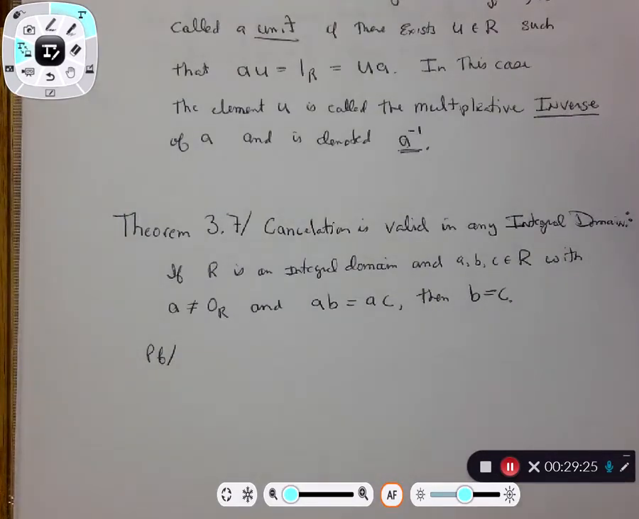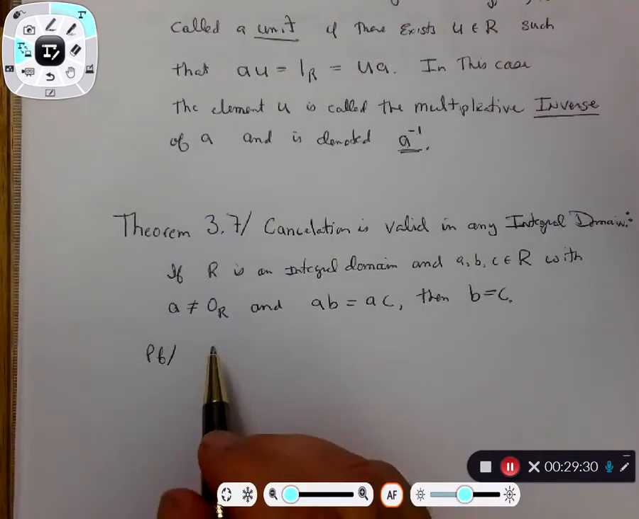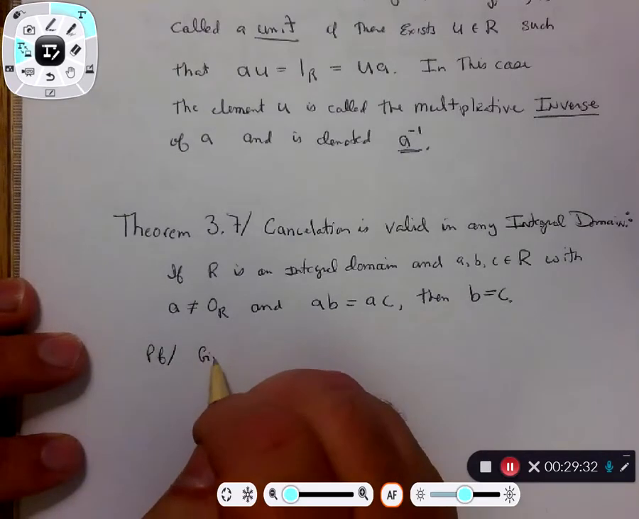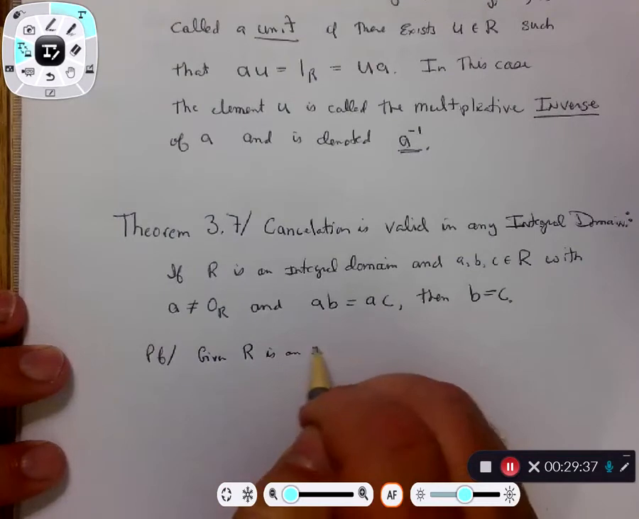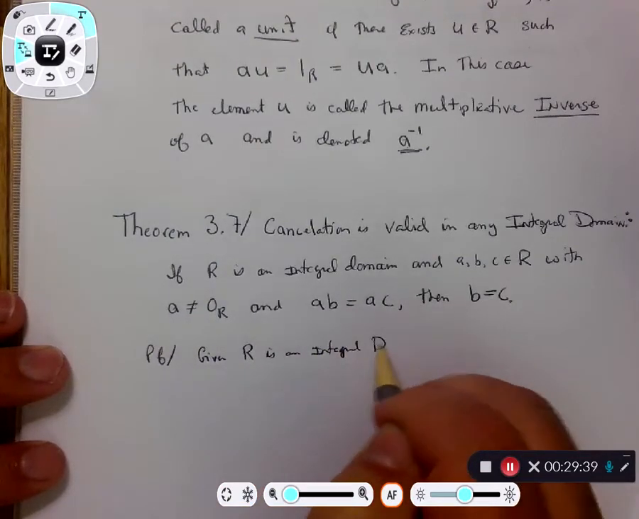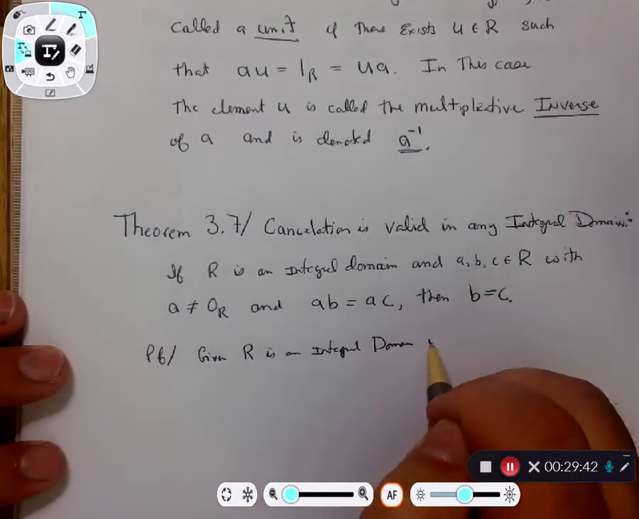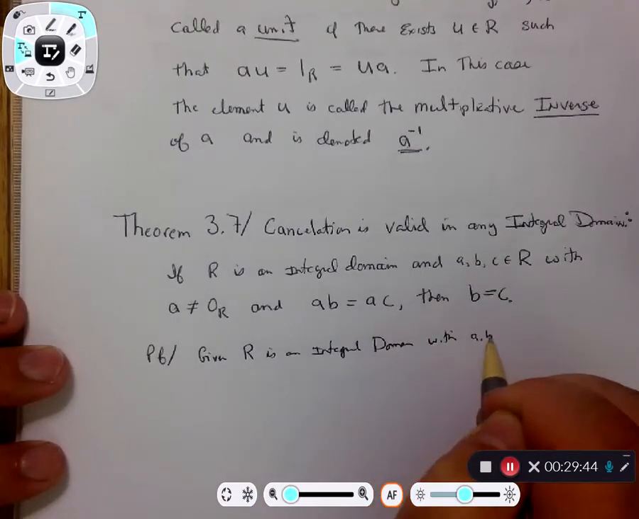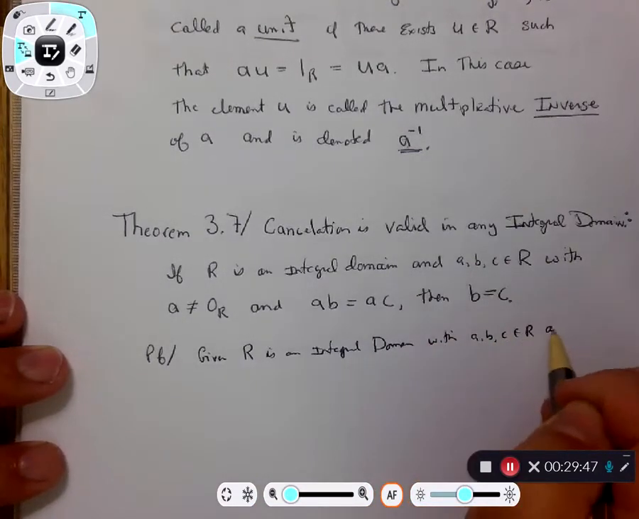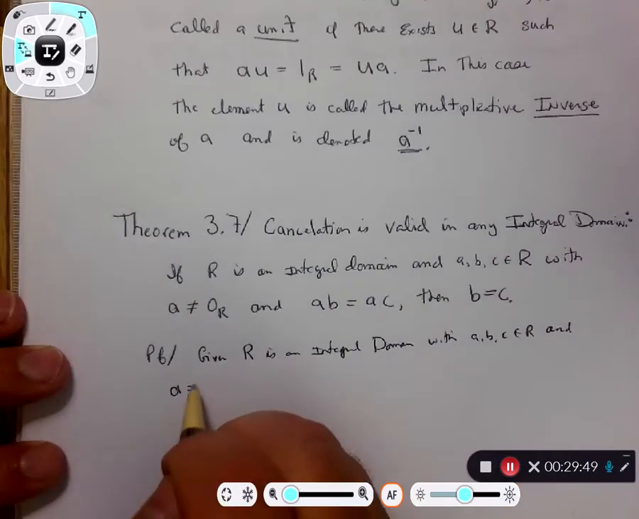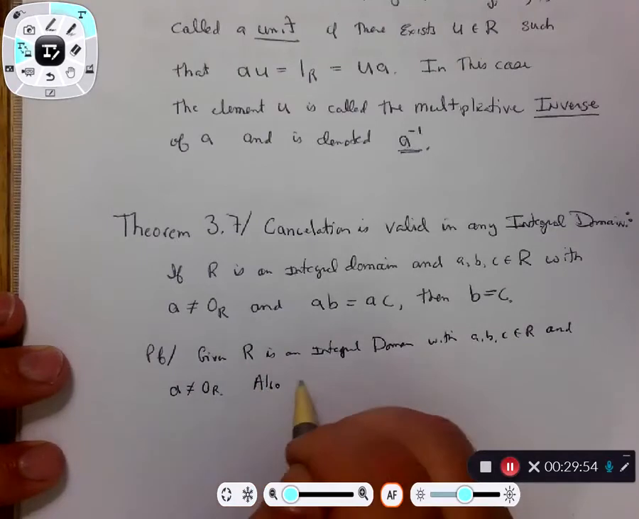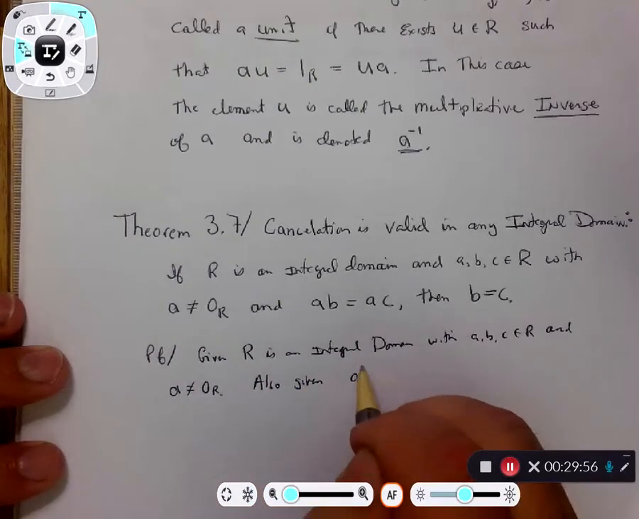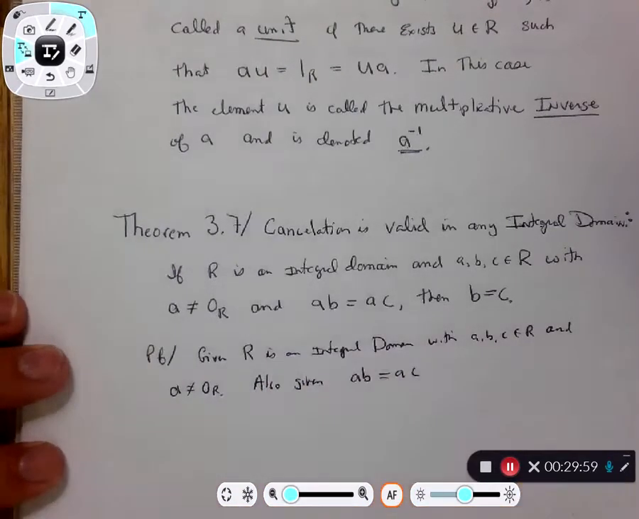As we look at this, let's take a look here. The proof. Always state your given. Given ring R is an integral domain, with A, B, and C elements of R, and A is not equal to 0. Also given that A times B is equal to A times C.